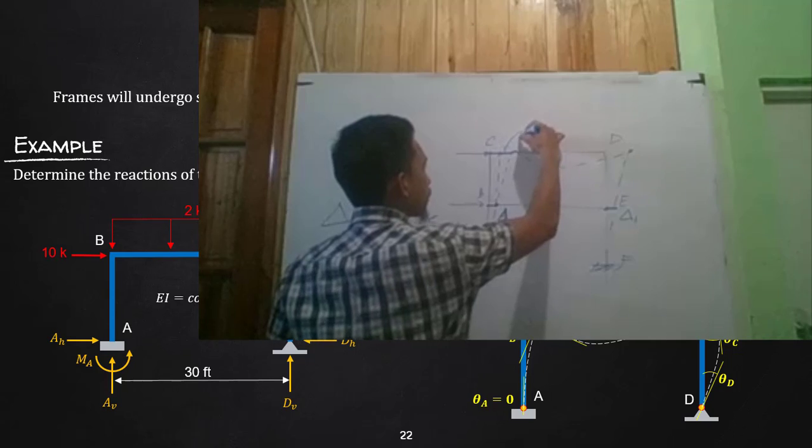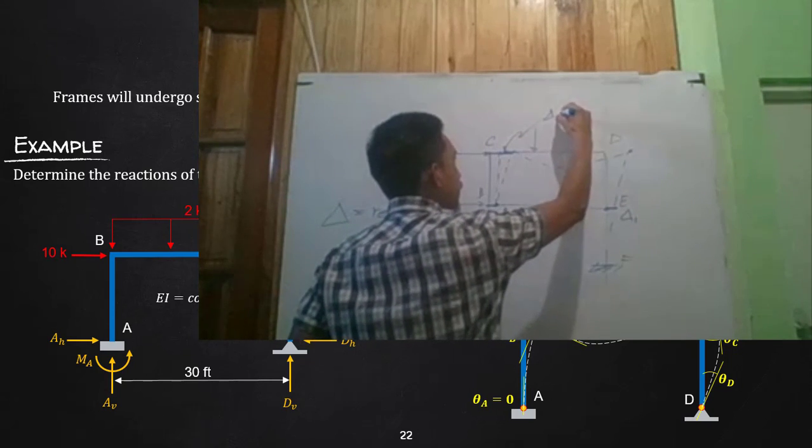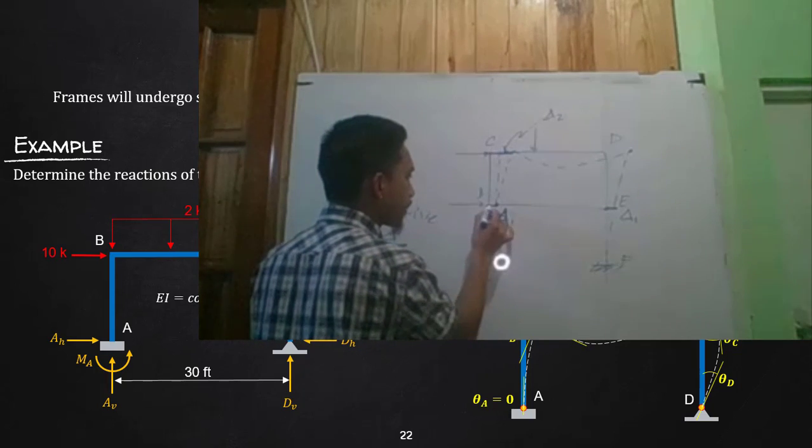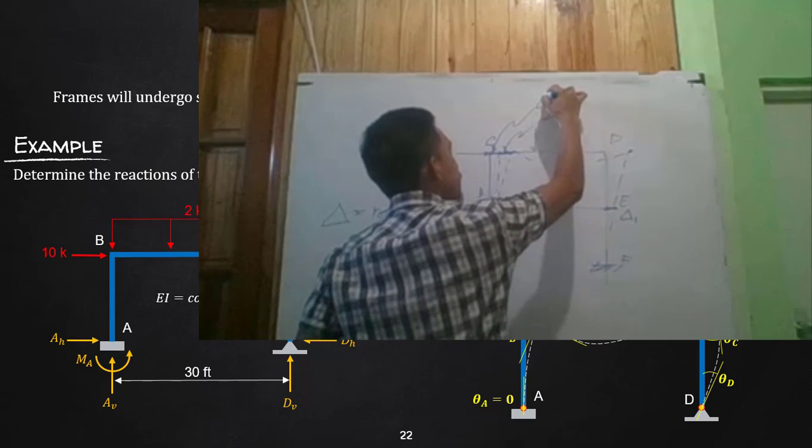So this is just delta 2. Let's say delta 2, that is delta 1, so that is delta 1. Indeed, this is delta 1.